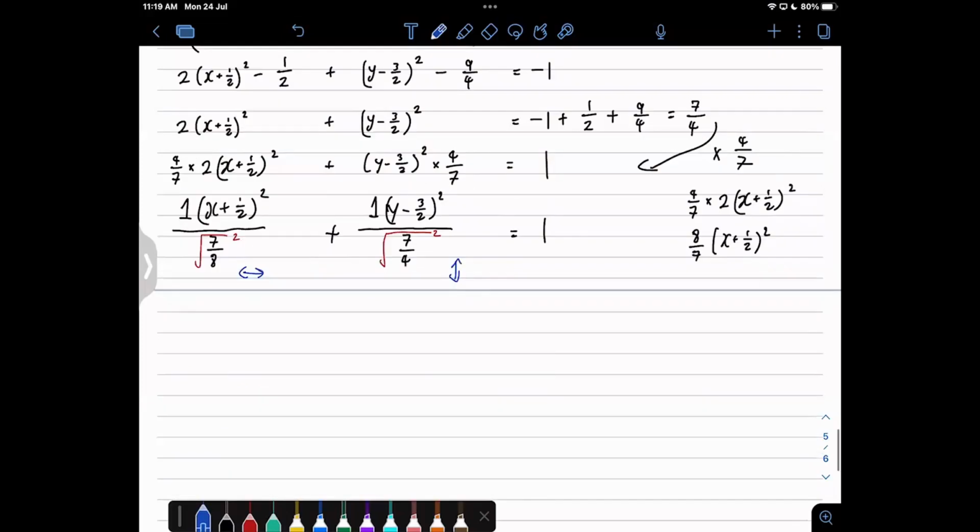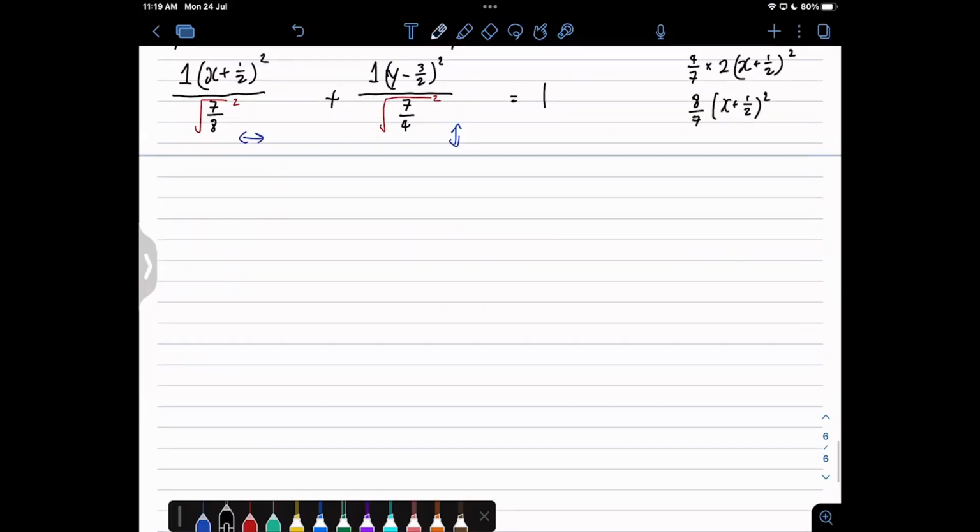Then how do I draw the graph? First, you must identify the center. The center coordinates x, y. Why is it? Take this guy, equate to 0, solve for x, you get -half. Take that guy, equate to 0, solve for y, you get +3/2. So you end up with a point here, -half, 3/2.